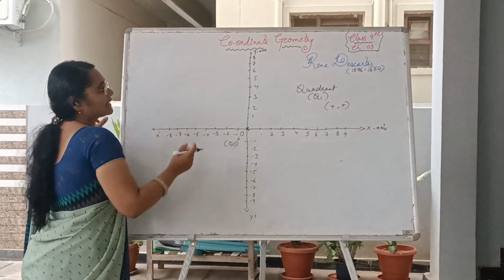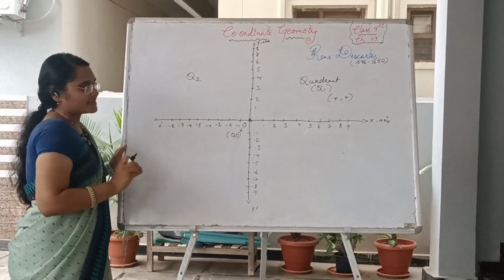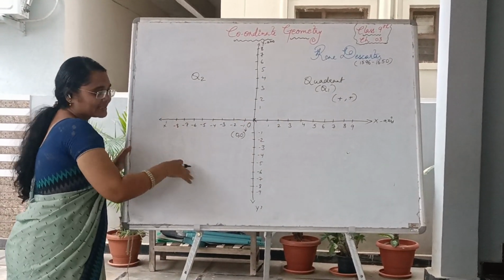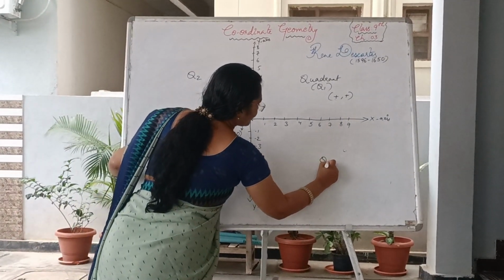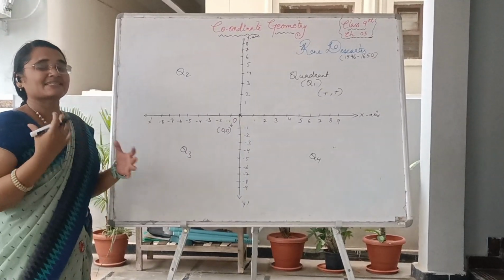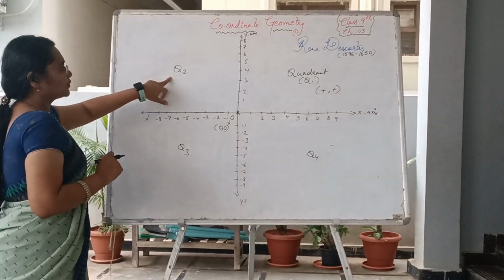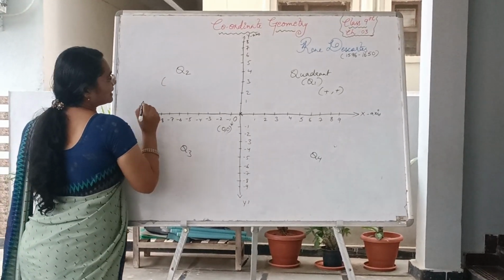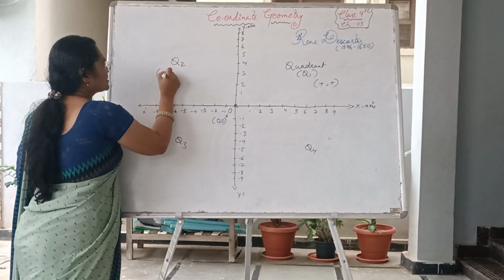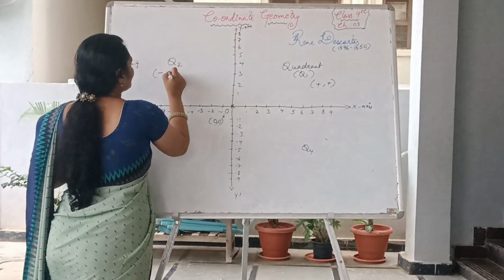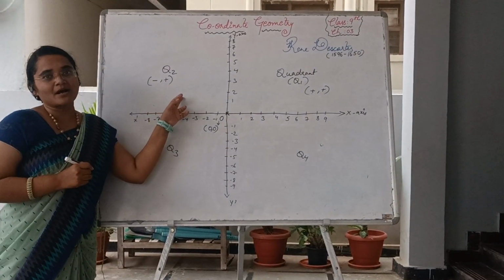Coming to the next one, quadrant 2, Q2. In the anti-clockwise direction you name the quadrants: Q1, Q2, next the third one will be Q3, and the fourth one Q4. Let's check the signs first, then we can take some examples. Q2: what is the sign on the x-axis? Minus. So first will be minus. Here y is positive. The point will be in the form of (minus, plus).